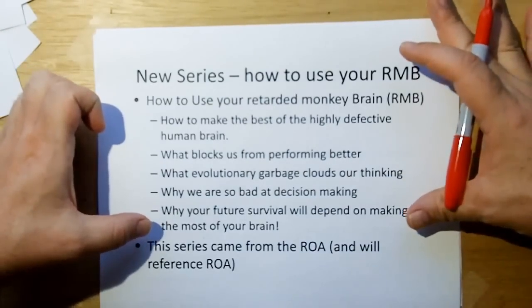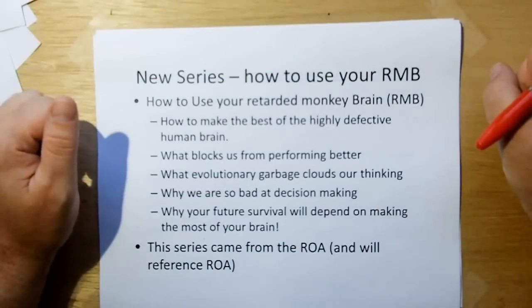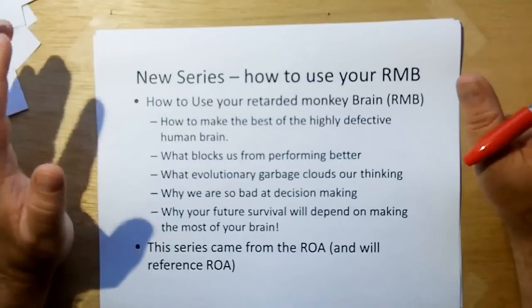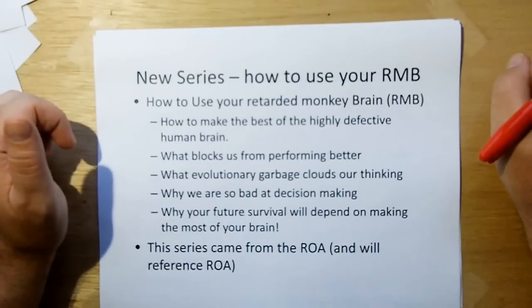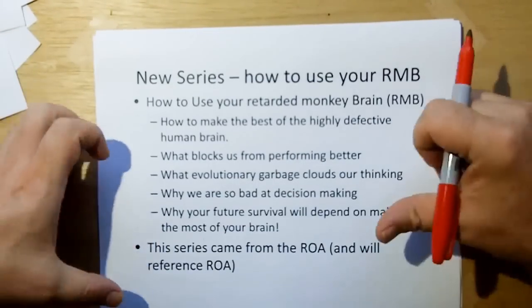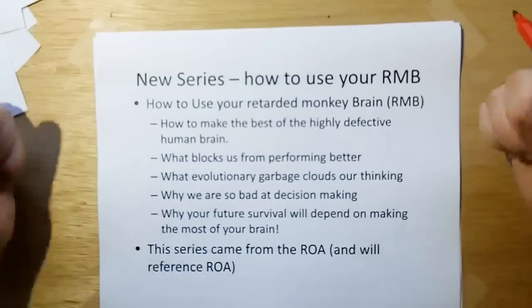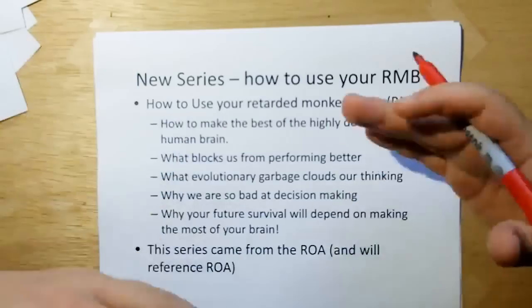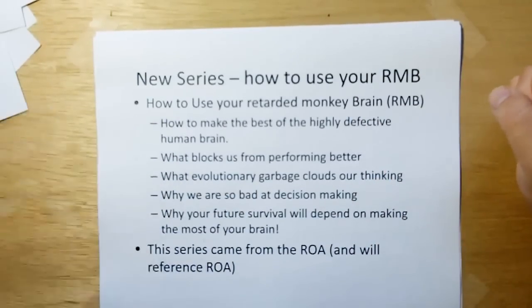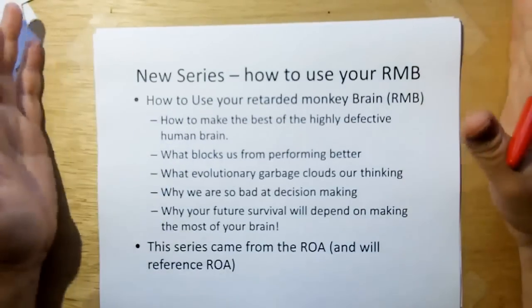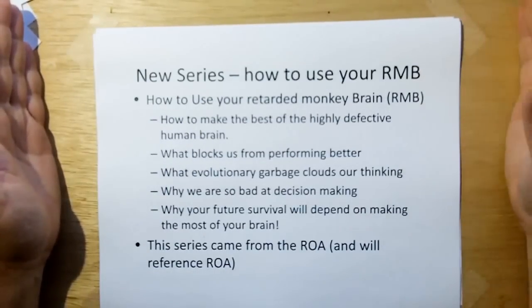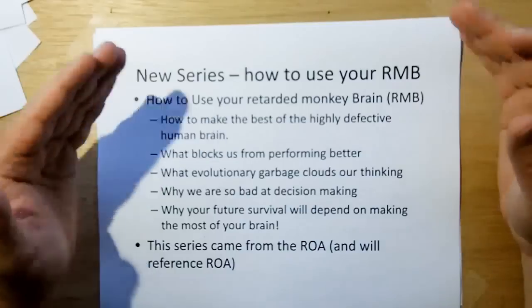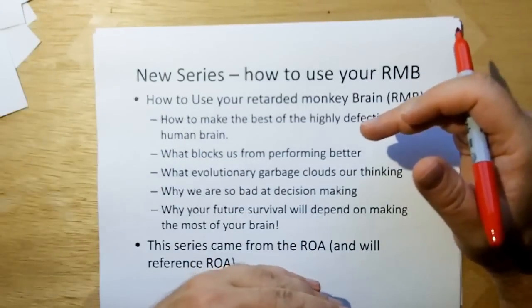And I'm going to show you that your future survival depends on making the most of your brain. Getting the most out of it. Your brain is going to be what you need for the future. Nothing else. And this series came from thinking about the rules of acquisition and how I have been blocked in the past and coming up with the rules of acquisition to offset the blocks that are in there. And like I described with the puzzle series, how easy it is for our brains to get wrapped around the axle, how easy it is for our brains to get misdirected.